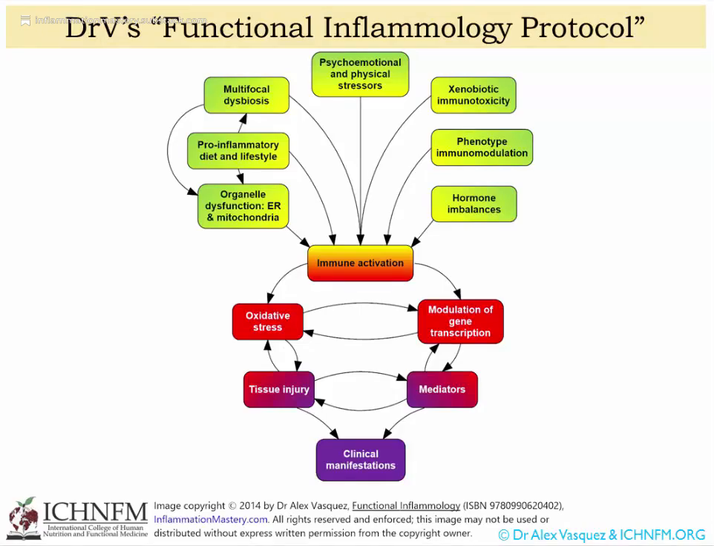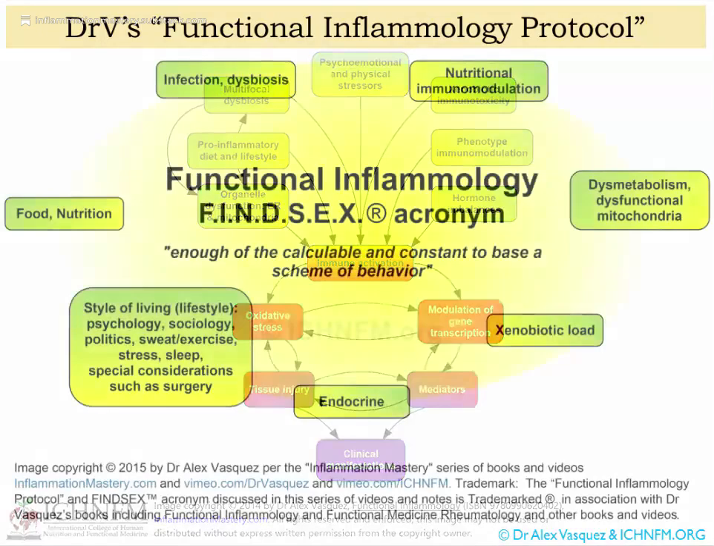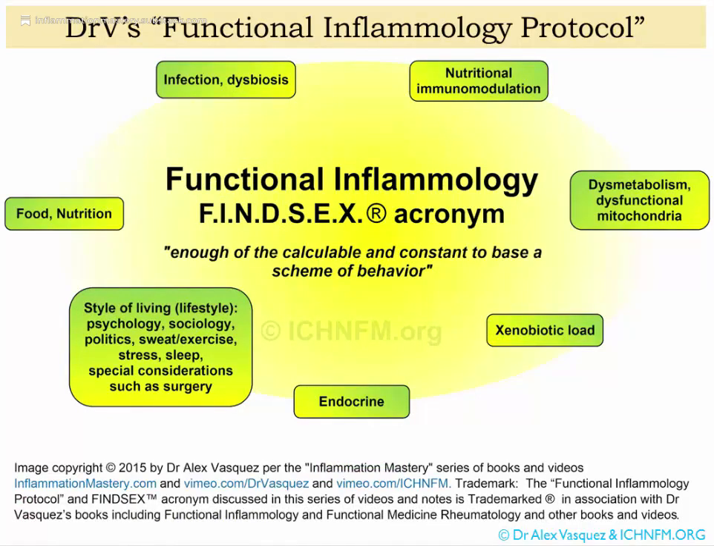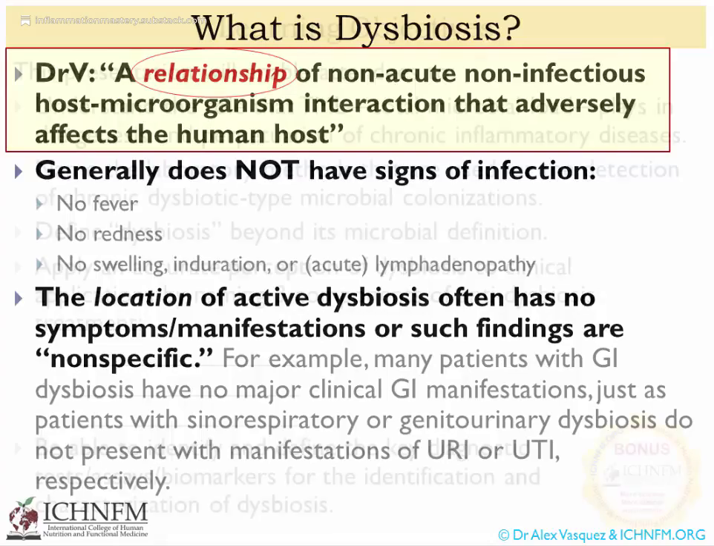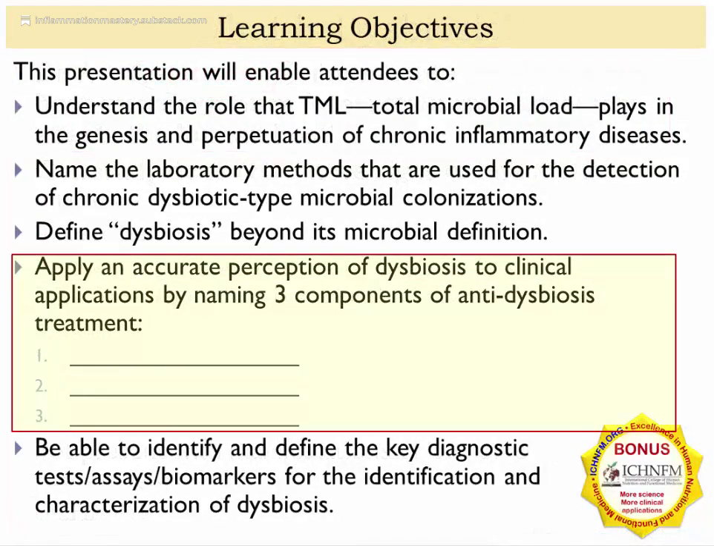Again, you'll notice that the multifocal polydysbiosis component is only one component of the overall protocol, which I call the functional inflammology protocol, remembered by the FIND-SEX acronym. That's F for food, I for infections and dysbiosis, N for nutritional immunomodulation, D for dysmetabolism and dysfunctional mitochondria, S for style of living, sociology, sleep, stress, special considerations such as surgery, E for endocrine, and X for xenobiotic load and xenobiotic detoxification. Again, as I've said many times before, dysbiosis is a relationship of non-acute, non-infectious host-microorganism interaction that adversely affects the human host, and obviously we've already reviewed multiple mechanisms by which that can occur.